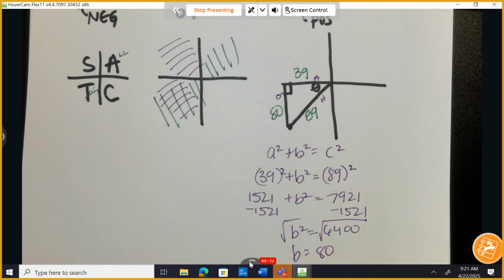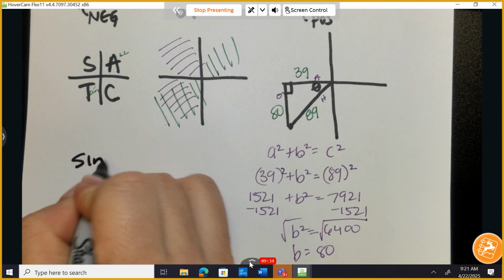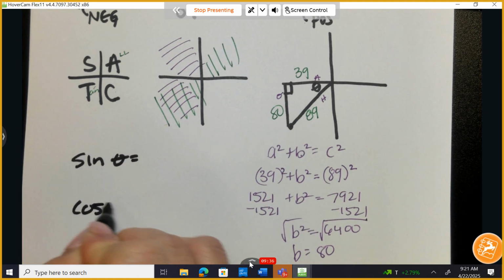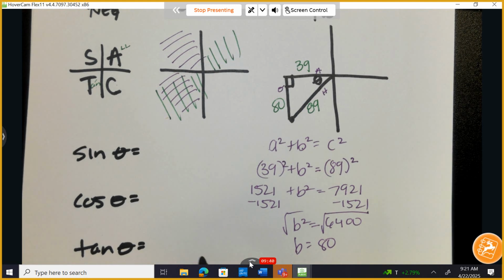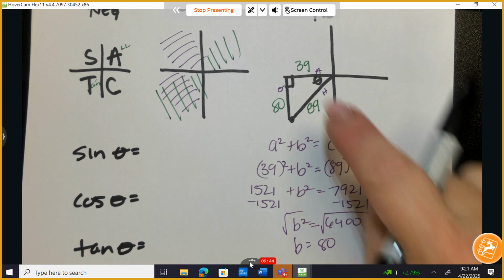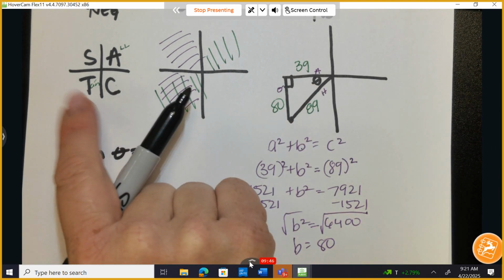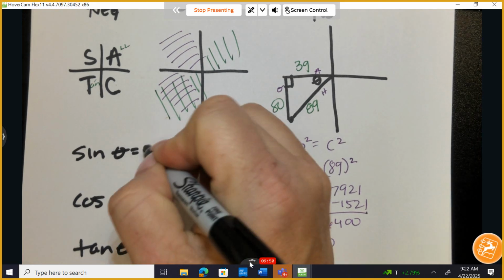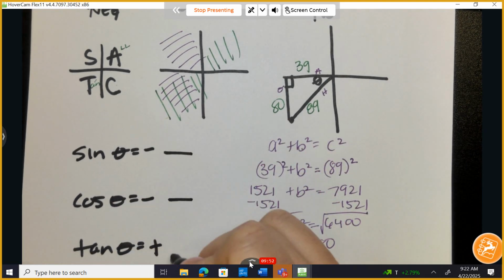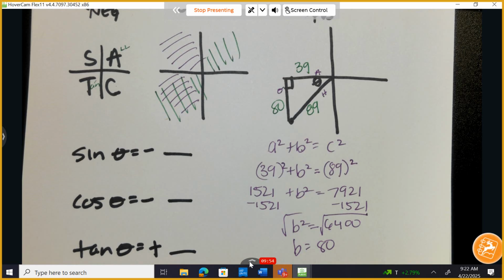Okay, now there's 3 things, only sine, cosine, and tangent. Only 3. Before I get started, because you can do this at the beginning or at the end, in quadrant 3, what's the only thing that's positive? Tangent. So tangent's positive. I know the others are going to be negative. All right, here we go.